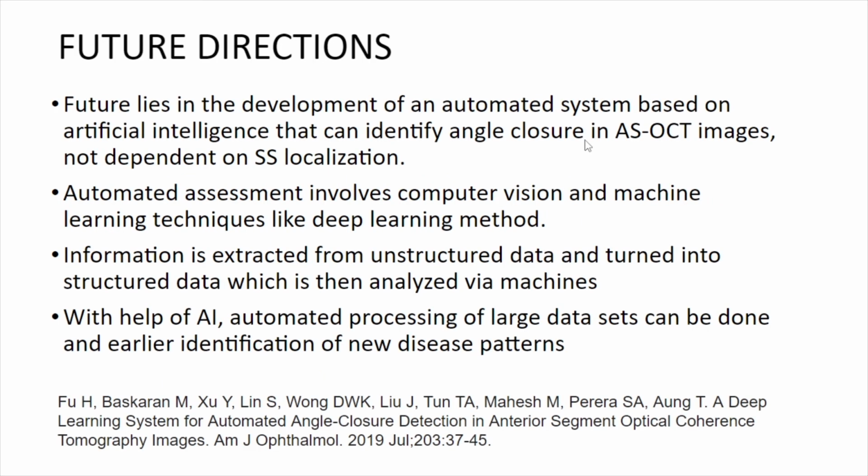So the future lies in the development of artificial intelligence. In this, we will have an automated system that can identify angle closure without depending on scleral spur localization. And there are techniques such as deep learning which will help us get automated processing done, and large data sets can also be processed and we can identify new disease patterns earlier.